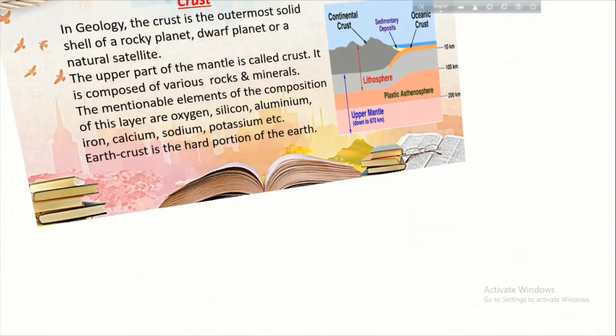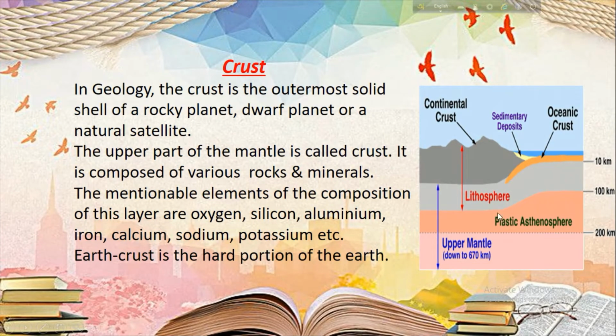Next, what is crust? Follow the part again. This is the zone of upper mantle, and here is the lithosphere. In geology, the crust is the outermost solid shell of a rocky planet or a natural satellite. The crust is what you and I live on, and it is by far the thinnest of the layers of the earth, and its thickness varies depending on where you are on earth. It is composed of various rocks and minerals. The mentionable elements of this layer are oxygen, silicon, aluminium, iron, calcium, sodium, potassium, etc.